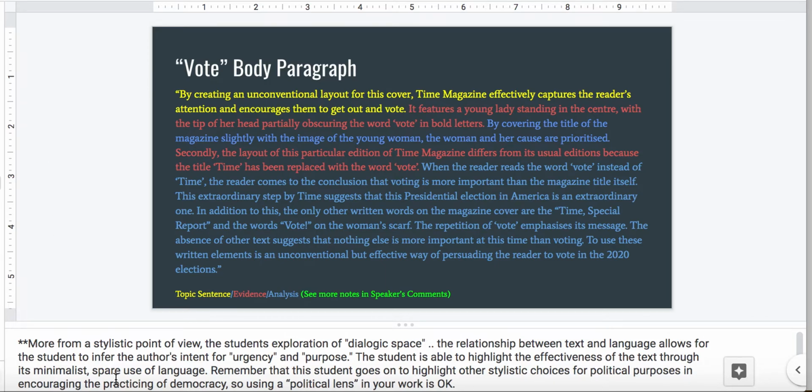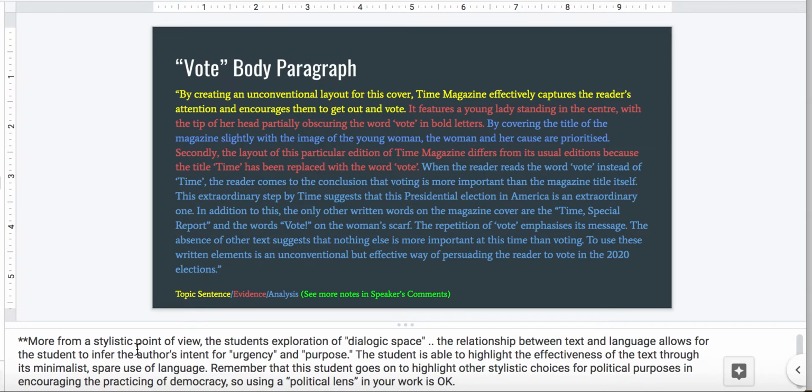A little commentary that I made here, more from a stylistic point of view: the student's exploration of dialogic space, the relationship between text and language, allows the student to infer the author's intent for urgency and purpose. Sound familiar? It should. The student is able to highlight the effectiveness of the text through its minimalist, spare use of language. And remember that the student also looks at examples of symbolism in following paragraphs. And again, it all ties back to a very politically charged intention to get the audience out to vote.